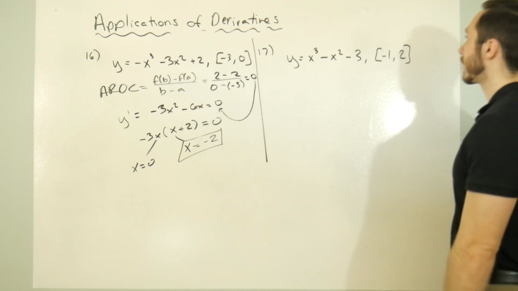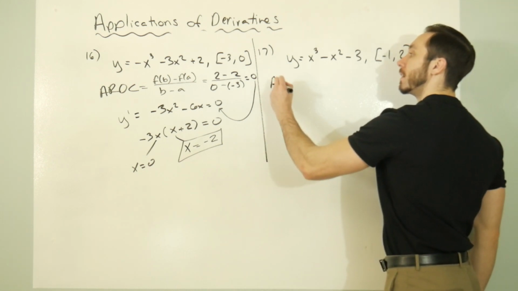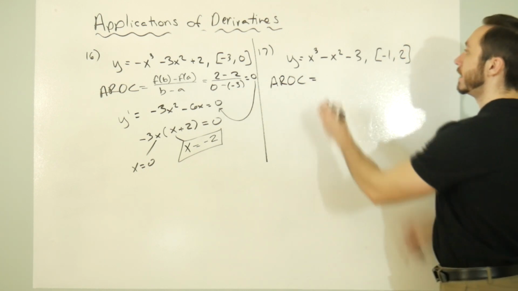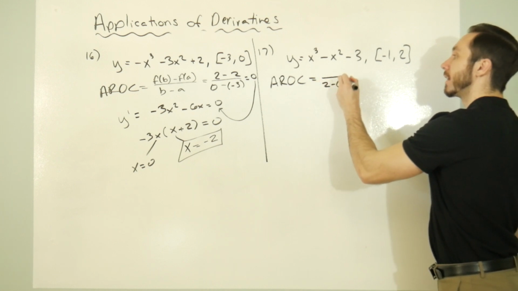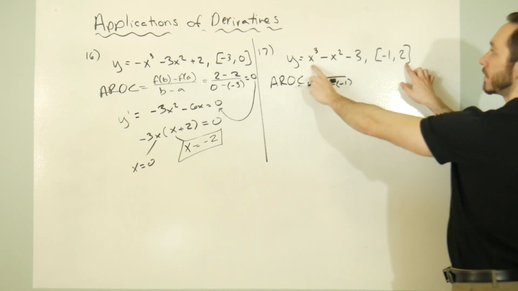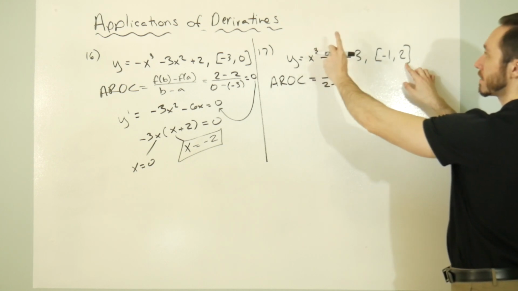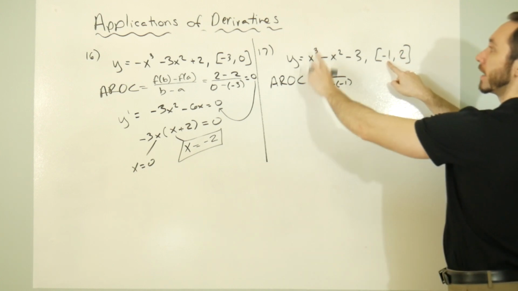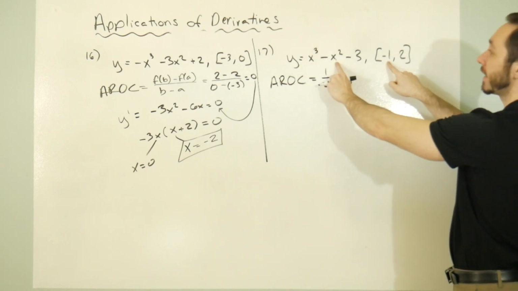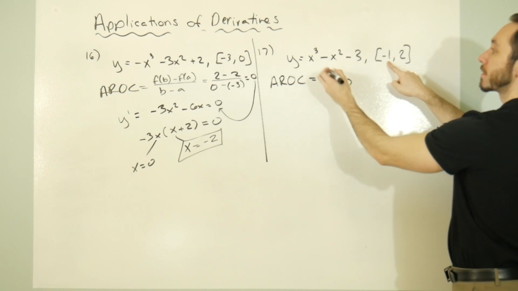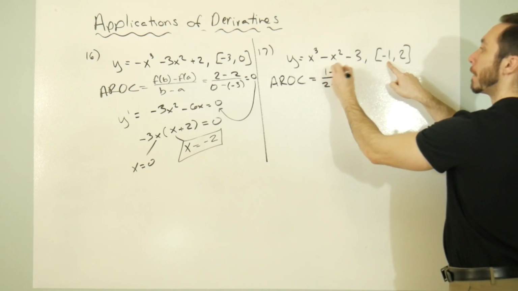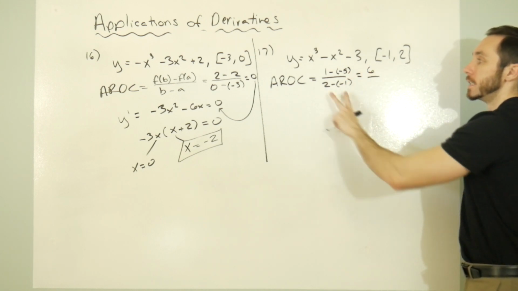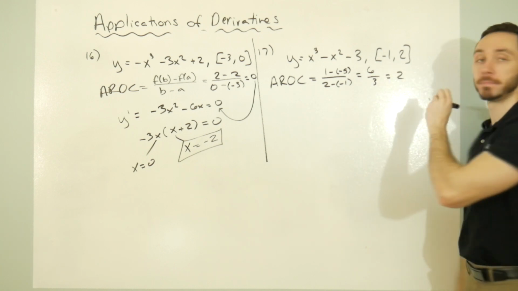Same story can be applied over here. Average rate of change, still the same formula, so I'm not going to rewrite it. It's an easy denominator to find. That's going to be 2 minus negative 1. And then up top, let's plug in 2. We get 8 minus 4, which is 4. And 4 minus 3 is 1. Here we get negative 1 minus 1 to get negative 2. And then negative 2 minus 3 is negative 5. Okay, so this comes out to 6 over 3, which is 2.